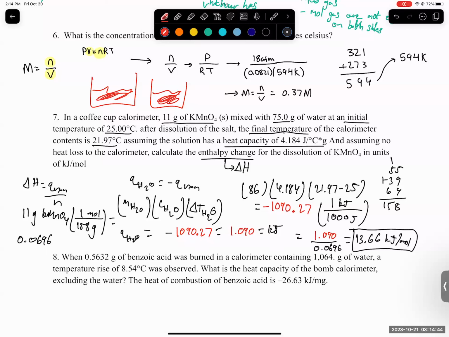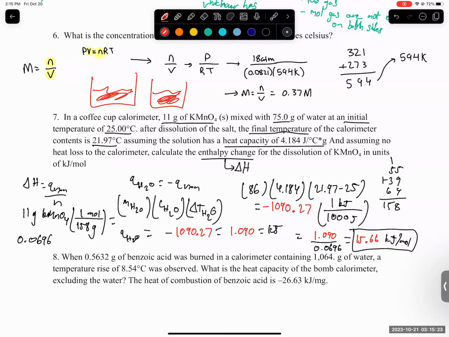Oh, it's because I multiplied all of these together. Mass of the water times the, or no, not the mass of the water, mass of the solution. So that's the 75 plus the 11, so that's 86 grams total instead of 75. It's 86 times 4.184 times negative 3.03. Oh, okay, everything else is just the same. So instead of what I got, the answer is actually exactly 2 kilojoules higher. So 15.66, we should have gotten after that.